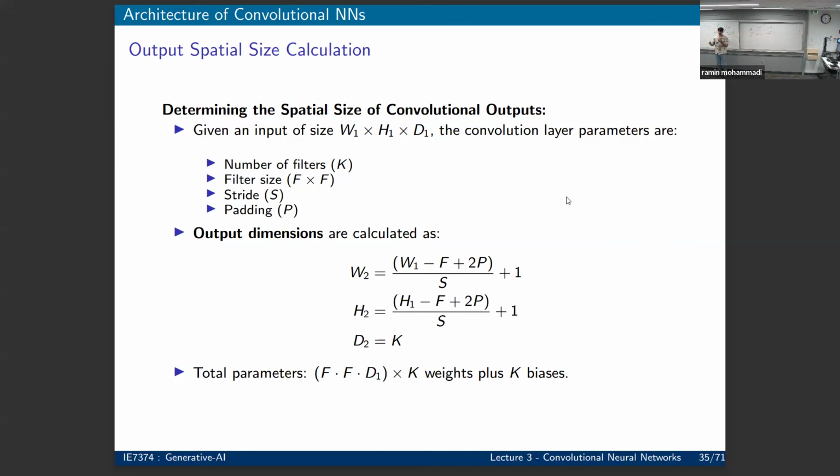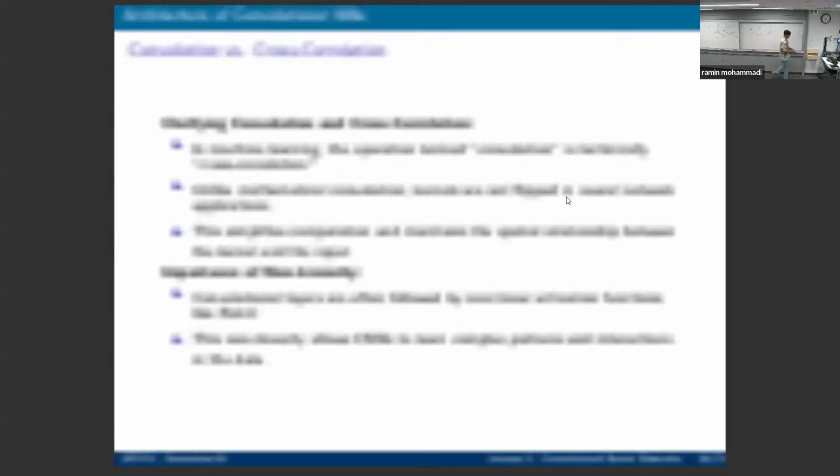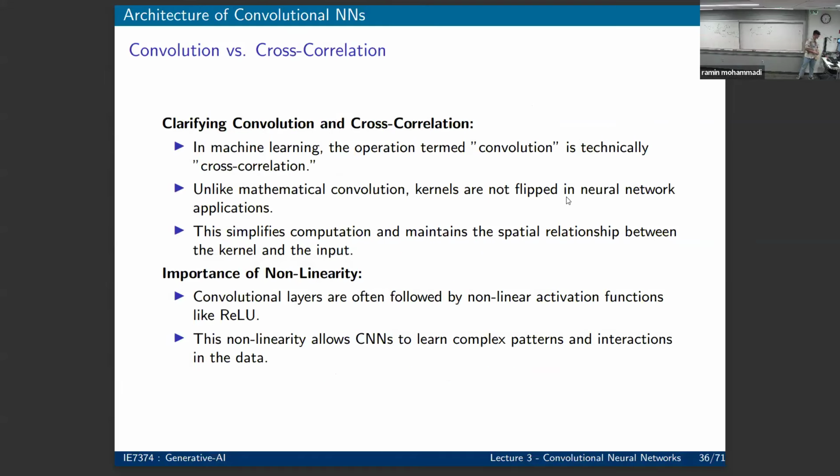So those are kind of fixed, always equal, but the height and width will be calculated using this formula. Now, just as a reminder, what we do is cross correlation and technically not convolution.